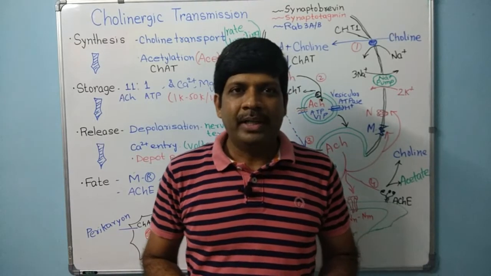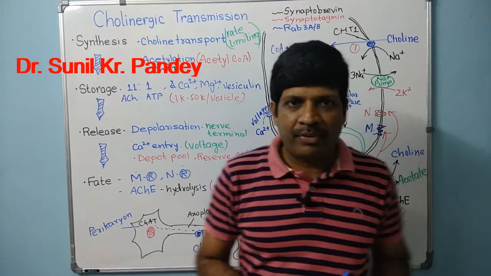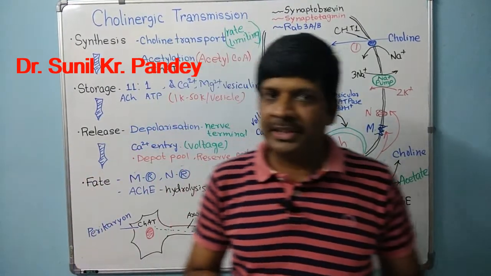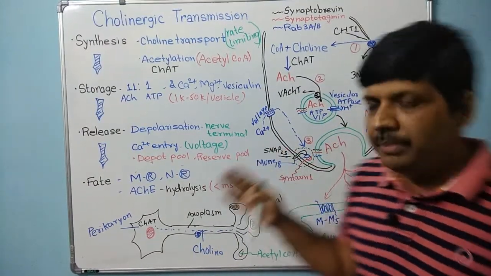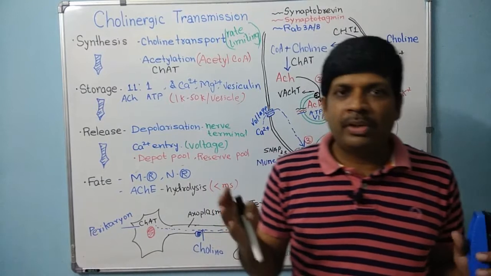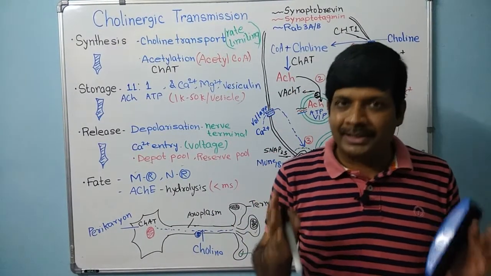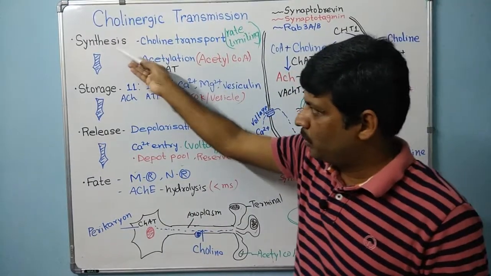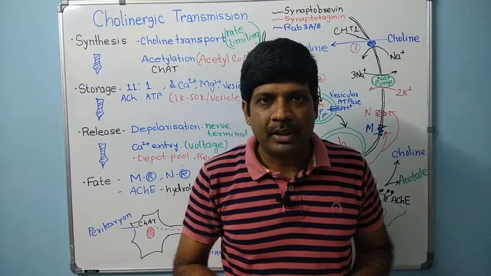Hello everyone. In today's video, I will be describing a very important topic from the introductory part of the autonomic nervous system, and that is cholinergic transmission or cholinergic neurotransmission. As the name suggests, cholinergic neurotransmission involves a neurotransmitter named acetylcholine. So we will discuss the synthesis of acetylcholine, the storage, the release, and then the fate of the acetylcholine.